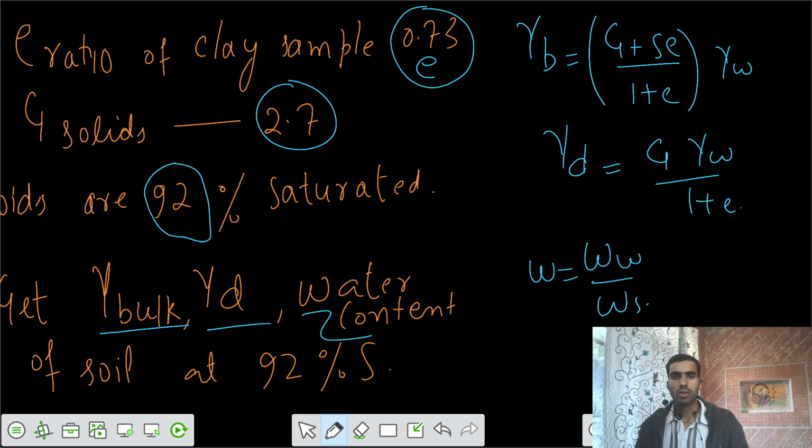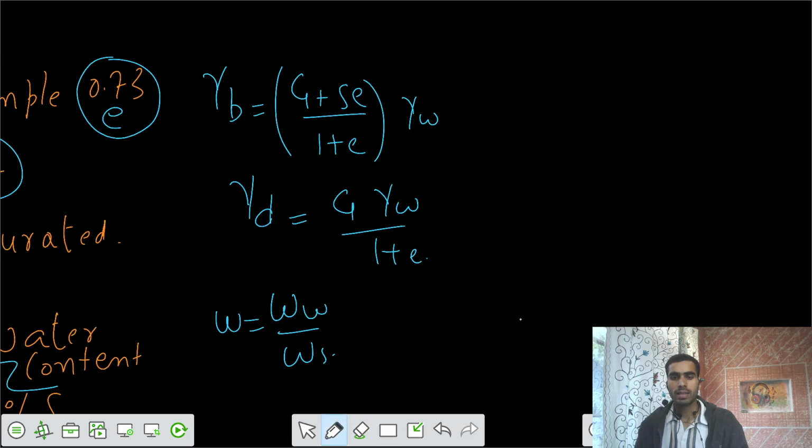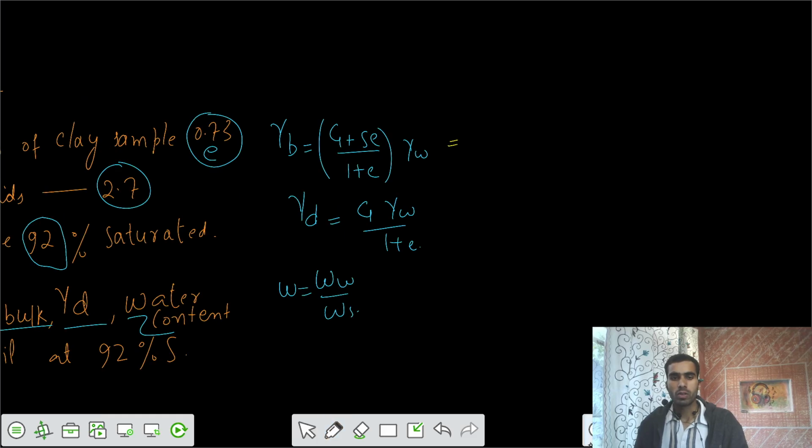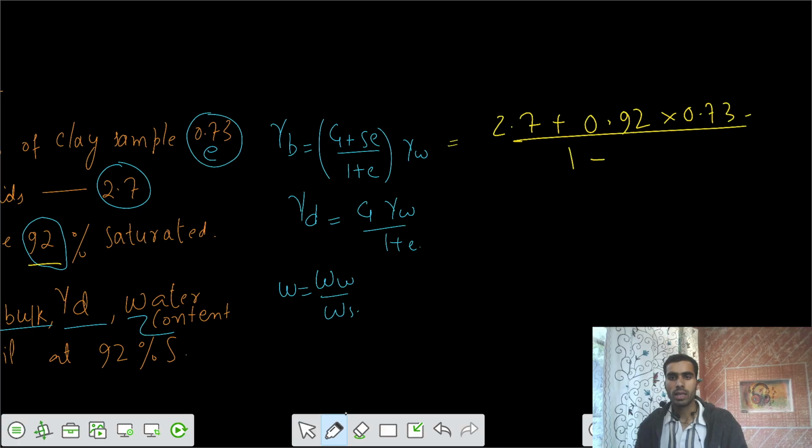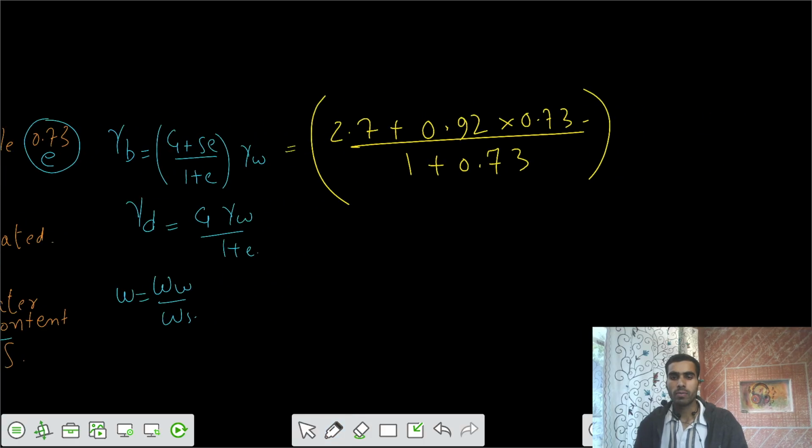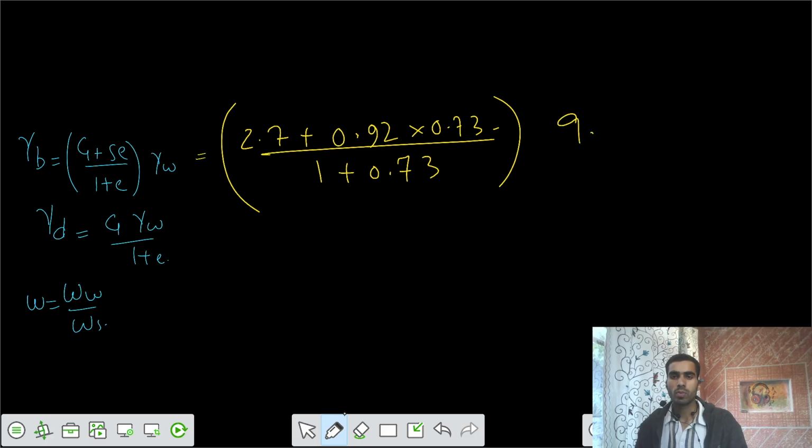So I think the first part of the problem can be solved now. Your bulk unit weight can be solved as your G value was given to you, 2.7. So I can write 2.7 plus saturation 0.92 times E value of 0.73, divided by 1 plus E, and you have to multiply with the unit weight of water, that is 9.81 kilonewton per meter cube. So finally your answer is 19.118 kilonewton per meter cube.